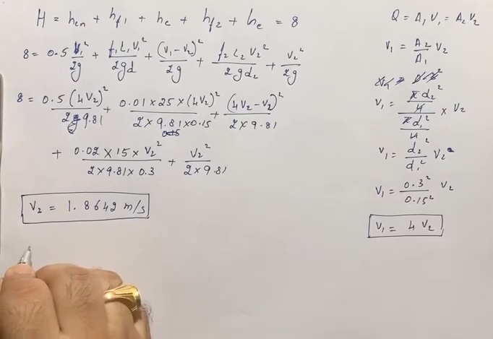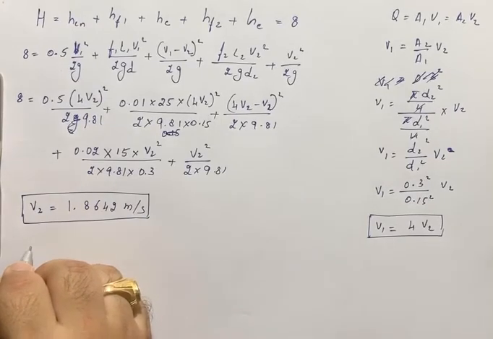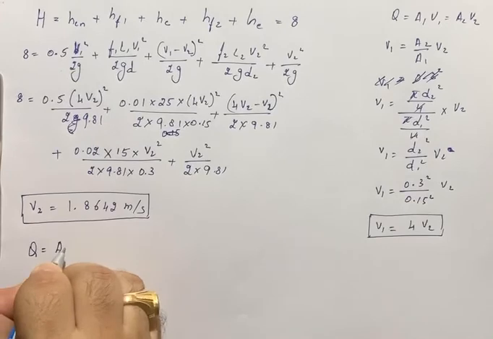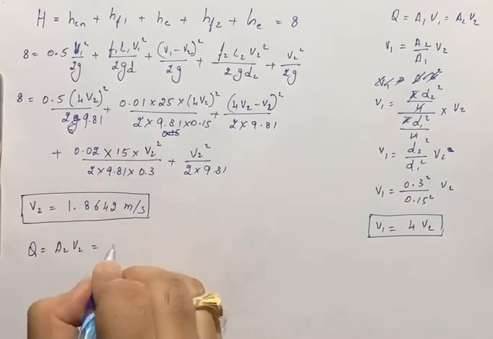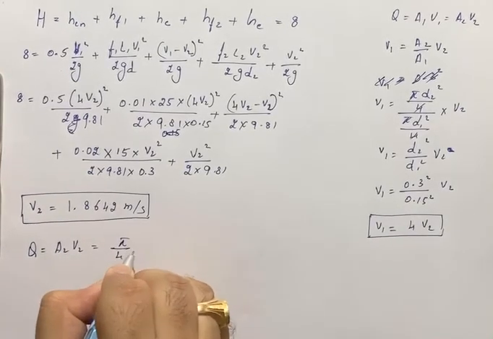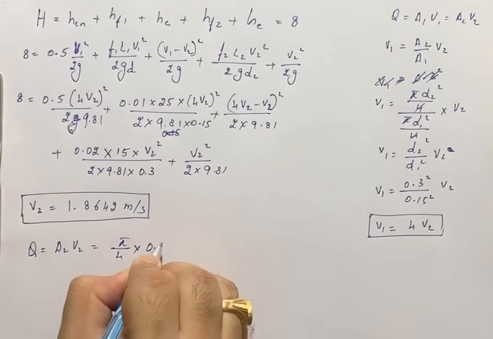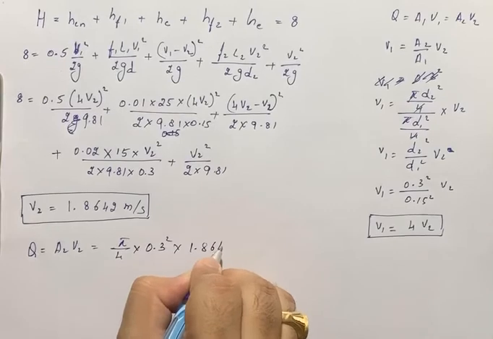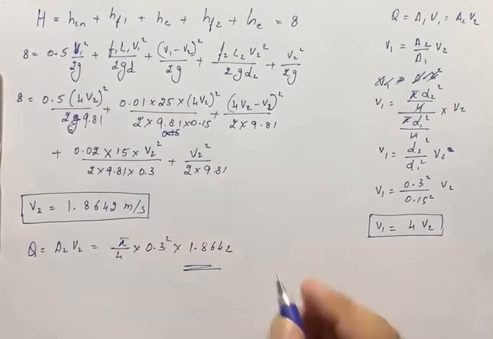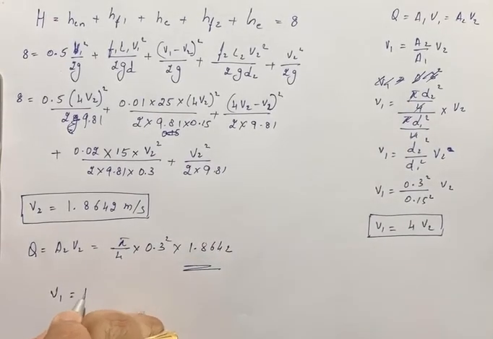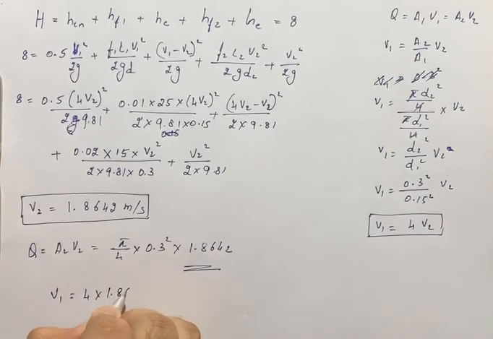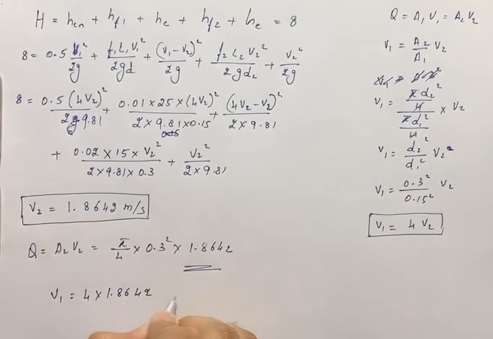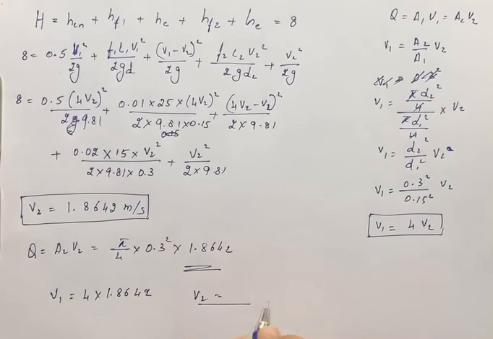Then what he has asked is to find the discharge Q. Q is equal to A2 V2 here. Substitute that: it is pi by 4 into D, here 0.3 square, into V2, 1.864. We will get the answer, right. Similarly, to find V1, it is equal to 4 into 1.864, and we will get the answer for V1, right. Thank you.